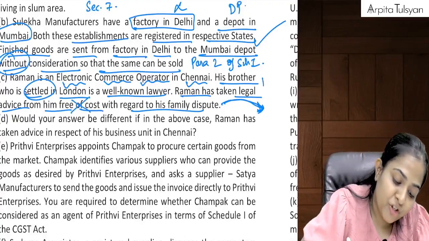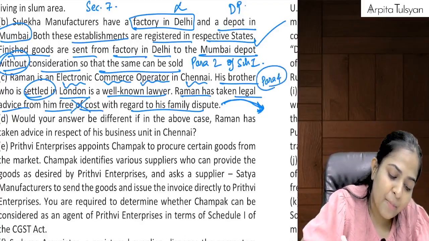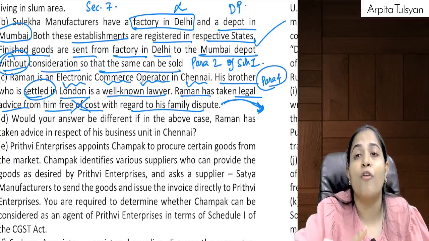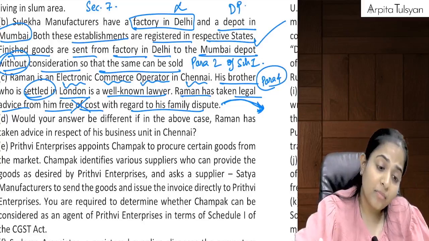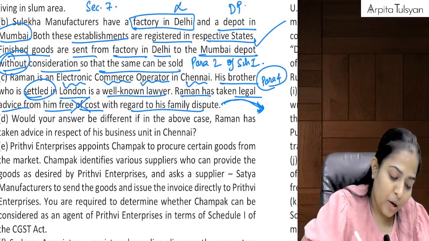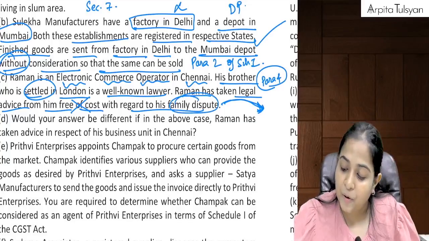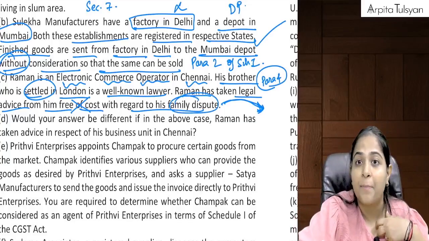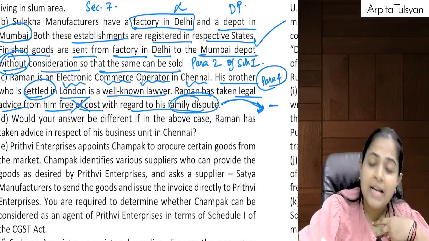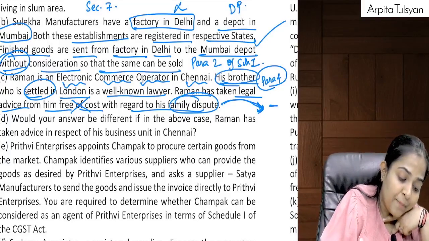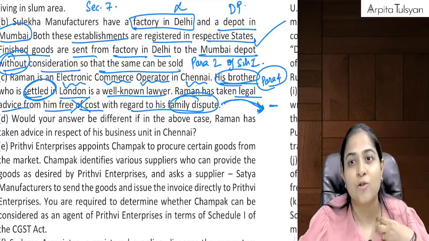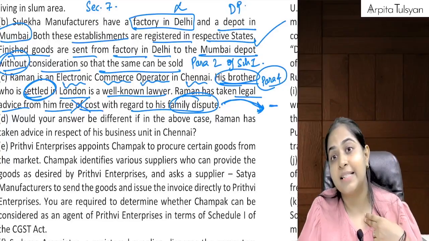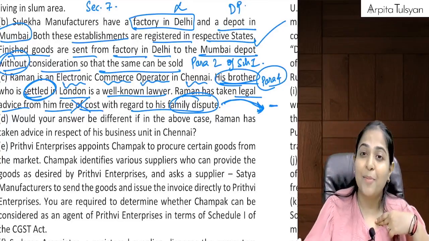Then we will have to check whether it falls under para number 4 of schedule number 1: importation of services from our related persons or from our establishment outside India in the course or furtherance of business. Now, this is for a family dispute, so this does not fall under para number 4, and it will not be considered as a supply. Also, the brother is well settled in London, which means he is not dependent on me. So the brother will not be considered as my family member and hence he will not even be considered as my related person. Are you able to understand this?